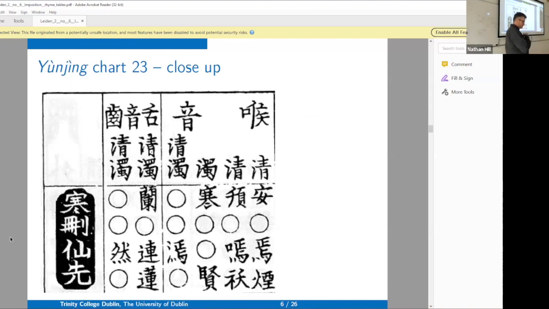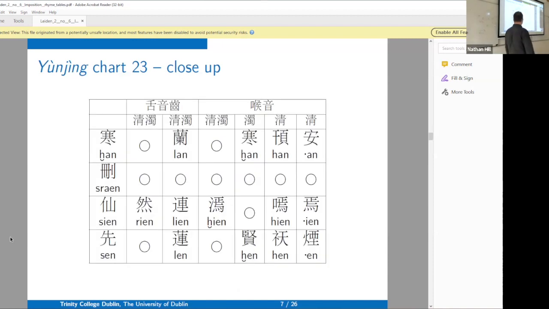Okay, so let's zoom in. So we're looking at the upper left side of chart 23. Here you have the names of the rhyme categories, and here you have the initial categories. And then this character says that this character is pronounced with this rhyme and with this initial. And if there's a circle, it means phonotactically impossible in Chinese. Now, in principle, you only get one character for each actual syllable. I shouldn't say syllable type, because it will confuse you with what I was saying about the Shishan series.